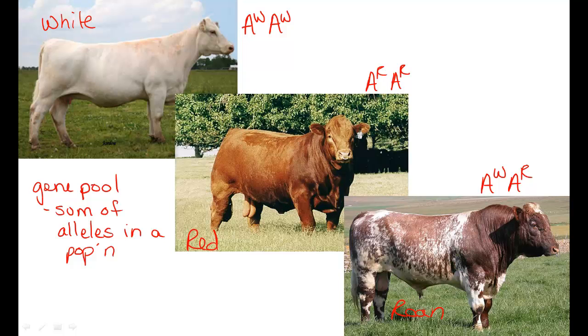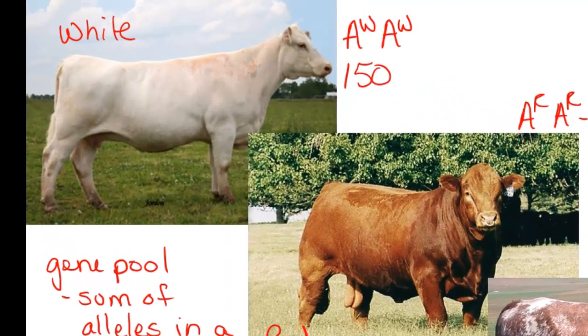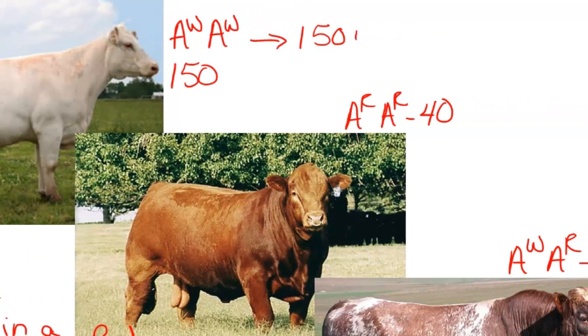Let's suppose that we've got 150 of the white cows. Let's say that we have 40 of the red ones, and I'm going to say that we've got 40 of the roan ones as well. So if we want to count up how many alleles we have of the AR and of the AW, let's take a look at AW first. The white cows have two copies of AW, so we can add 150 plus 150. That gives us a total of 300 AW alleles for the white cows.